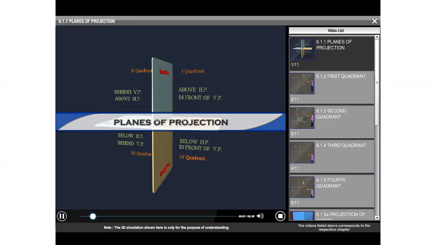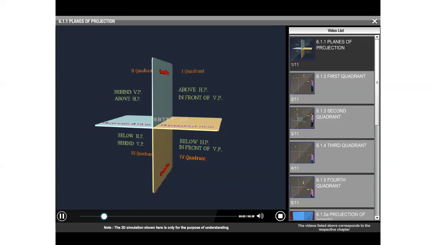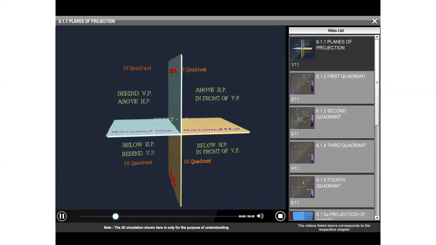Planes of projection. There are two planes of projection, namely the vertical plane and the horizontal plane. These two planes are at right angles to each other and form four quadrants, namely the first quadrant, second quadrant, third quadrant, and fourth quadrant. In the next video, we will see about the first quadrant.